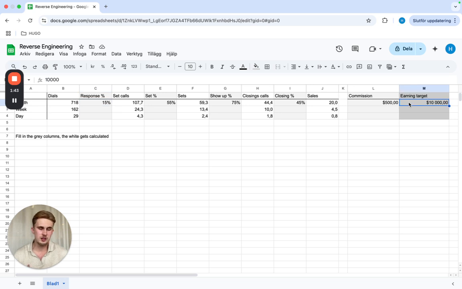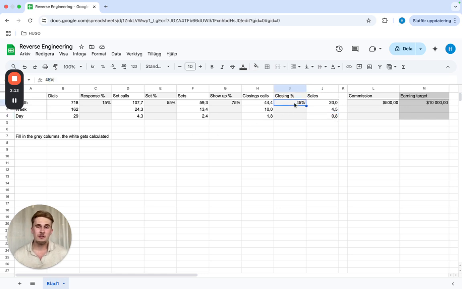So number one, your earnings target: 10k, the golden number. That's what most sales reps want to reach in the beginning. Let's say you make 500 a sale in commissions, just to make it easy to count. In order for you to make 10k in a month with 500 per sale, you need to make 20 sales in that month. And if you work 25 days, as you can see here, then you need to have 0.8 sales a day.